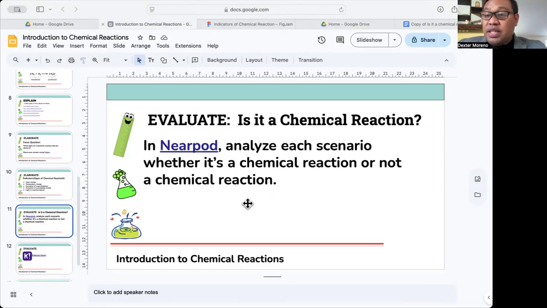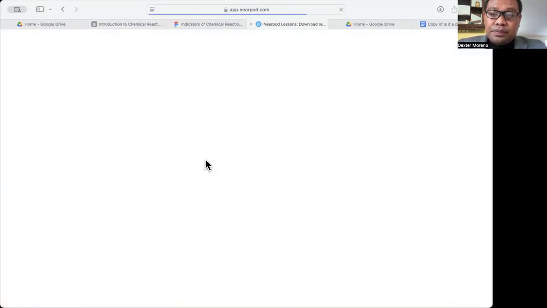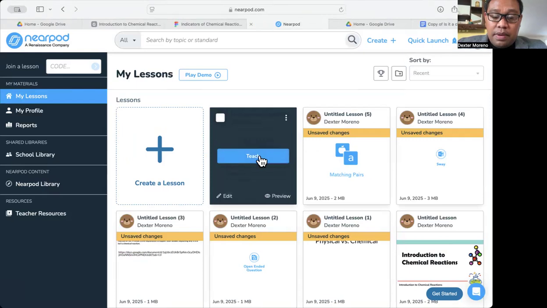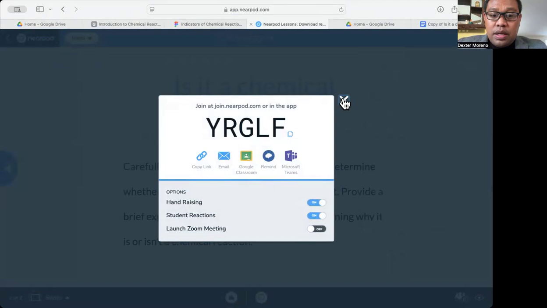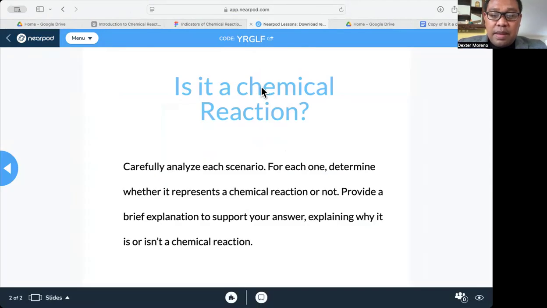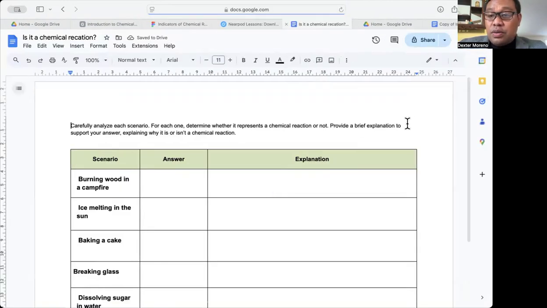Now, in our next activity using Nearpod, you're going to read a scenario and you need to analyze whether there's a chemical reaction or not. Okay, so go ahead and pull up the link. I'm going to share the code. All right, go ahead and click this link. Is it a chemical reaction or not? There you go. There's just a Google Docs. You need to write your answer here. Okay, 5 minutes. All right, 5 minutes has passed. So let's take a look at some of your answers, guys.